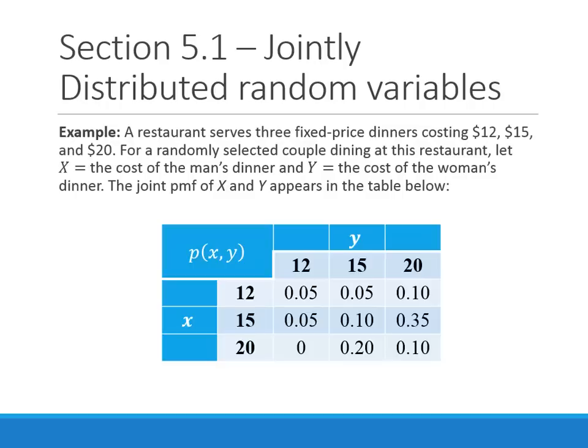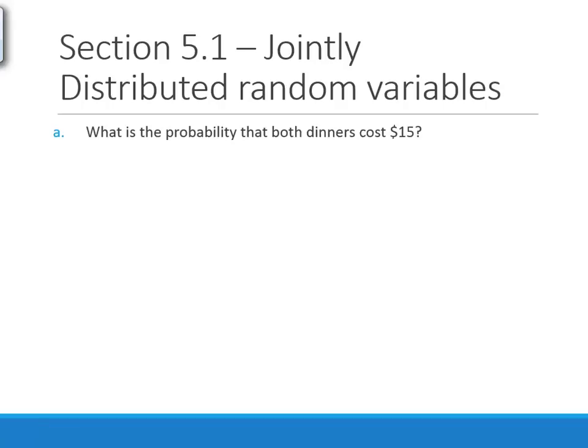So this restaurant serves three dinner options. They're prefixed prices: $12, $15, and $20. And for a randomly selected couple dining at this restaurant, we'll say that x is the cost of the man's dinner and y is the cost of the woman's dinner, and then we have a joint probability mass function as follows here. So for each dinner, there's three pricing options, and then we have some probabilities listed there for each combination.